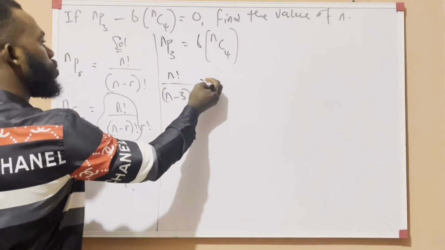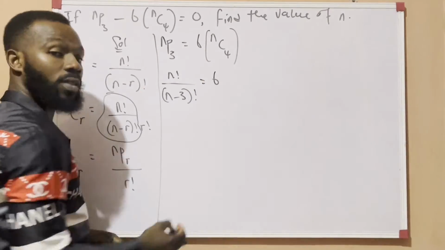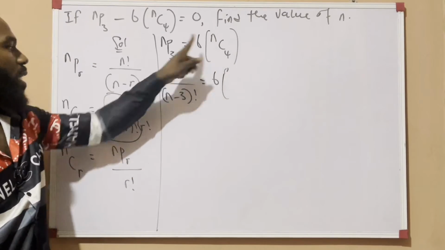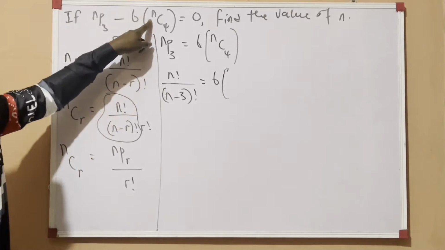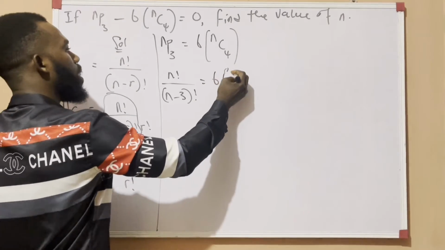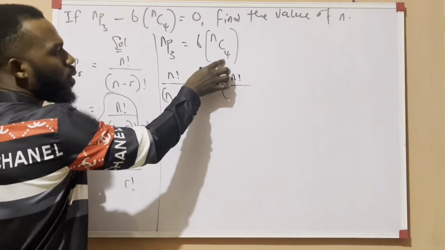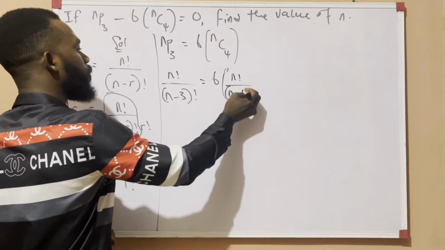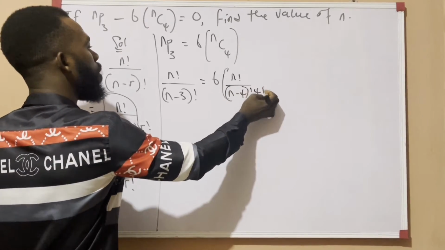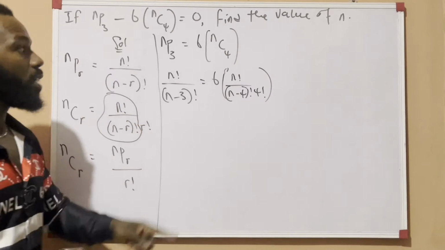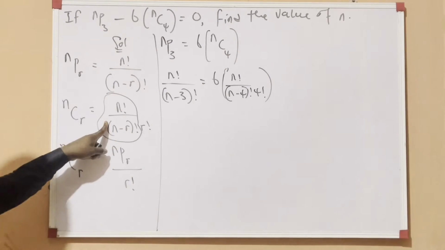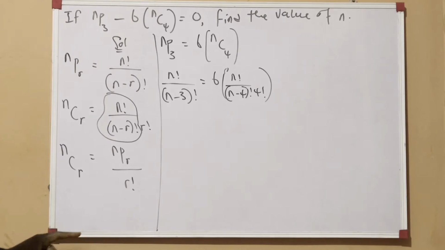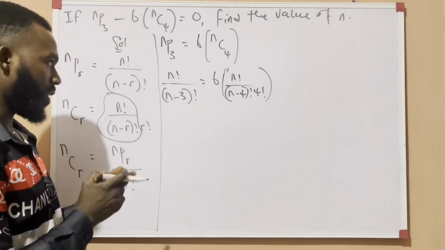Now equal to, what do I have now? We have 6. Open the brackets. Our n for combination is also n, so we have n factorial over n minus 4 factorial, 4 factorial, since r is 4. Now without wasting time, let us see what we are going to do next.